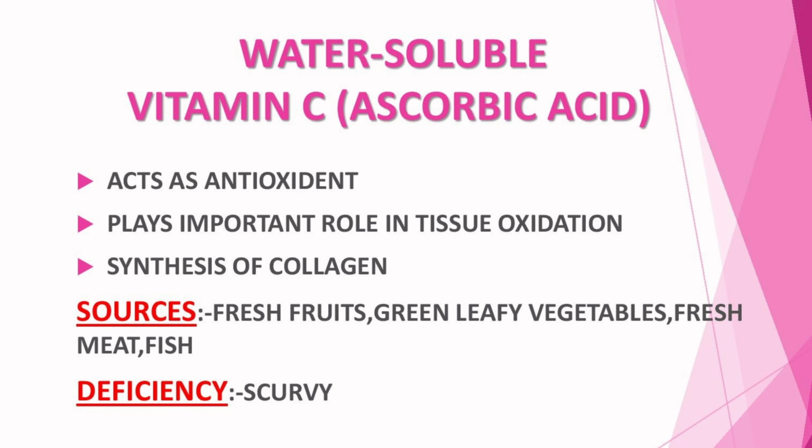Now let us see water soluble vitamins. First one is vitamin C. It is also called ascorbic acid. This acts as an antioxidant in the body. This plays an important role in tissue oxidation. Also, it helps the synthesis of collagen. The sources of vitamin C are seen in fresh fruits, green leafy vegetables, fresh meat and in fish. The deficiency leads to scurvy.